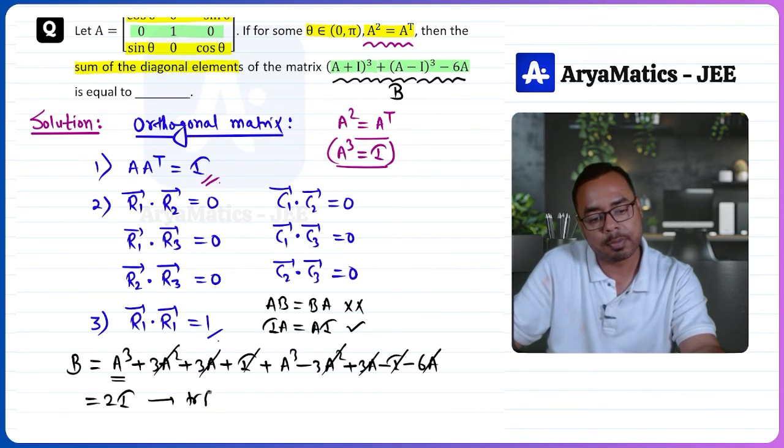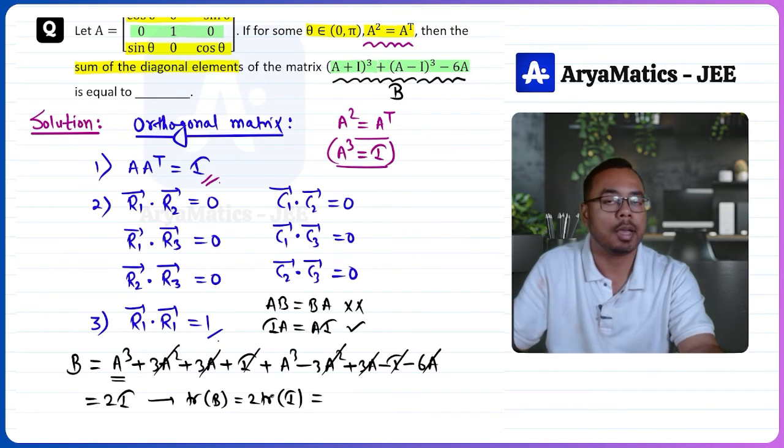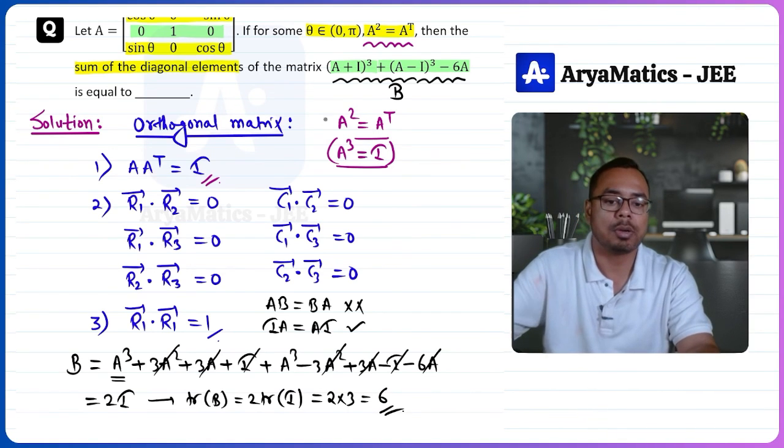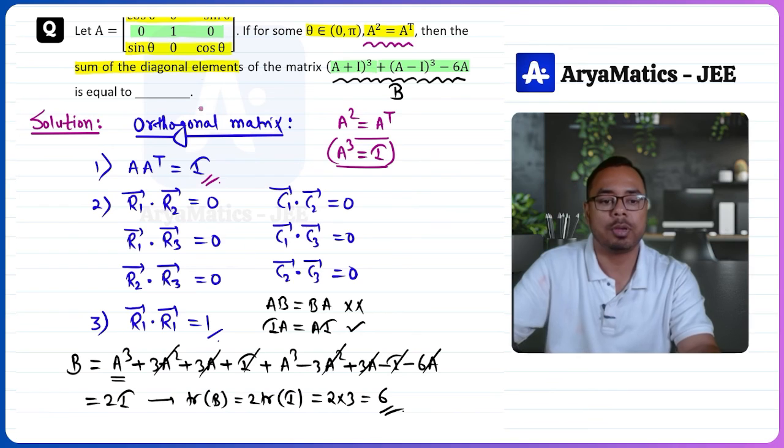We need the trace of this matrix B. So the trace of matrix B will be twice the trace of the identity matrix. For a 3 cross 3 identity matrix, the sum of diagonal elements will be 3. So the trace of I will be 3, and hence the trace of matrix B will be 2 into 3, which is 6. So the correct answer for this problem will be 6.